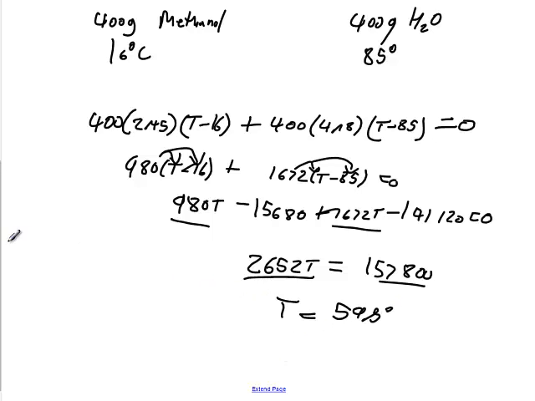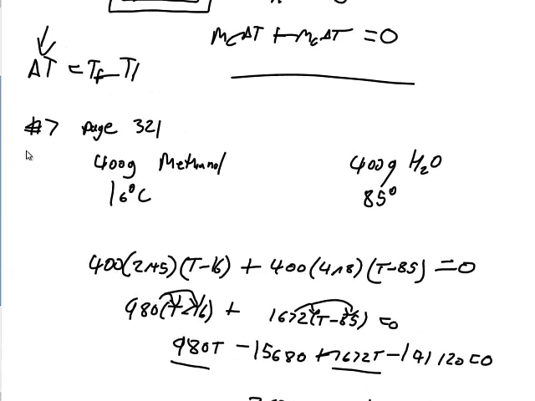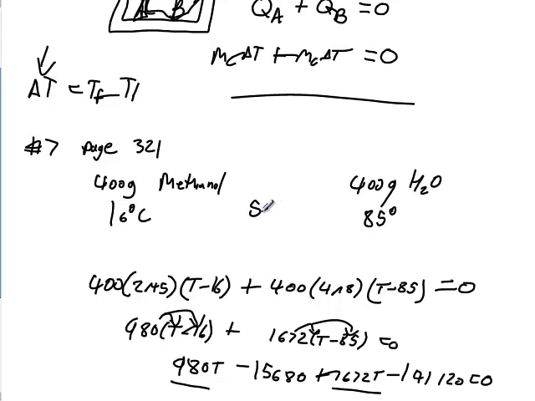Now, stop and make sure that number makes sense. 59.5 degrees is between the two temperatures. So this one got warmer, this one got cooler, so that does make sense. It's also closer to water's temperature, which makes sense because water has a higher specific heat than methanol, so we expect water to change less than methanol. So stop, make sure your answer makes sense. This one does, so we probably did it right.